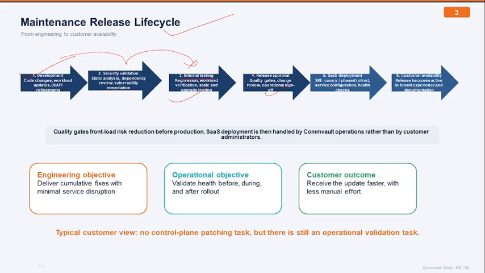SaaS deployment by SRE can be a phased rollout, with service configuration health checks. Customer availability: the release becomes active in tenant experience and documentation. Quality gates front-load risk reduction before production. SaaS deployment is then handled by Commvault operations rather than by the customer administration. That means you cannot do anything. In a single word, you cannot do anything.